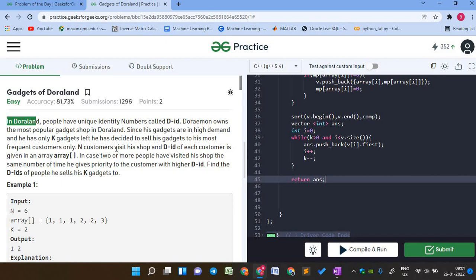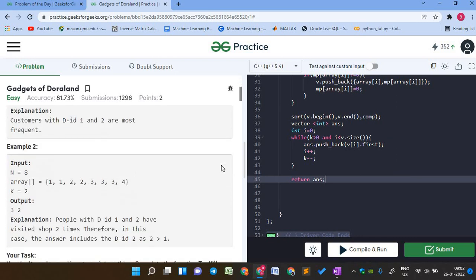Then N customers visit his shop, and the ID of each customer is given in the array. So this array basically gives us the DID. In case two or more people visit the shop the same number of times, he gives the priority to the customer with the higher DID.